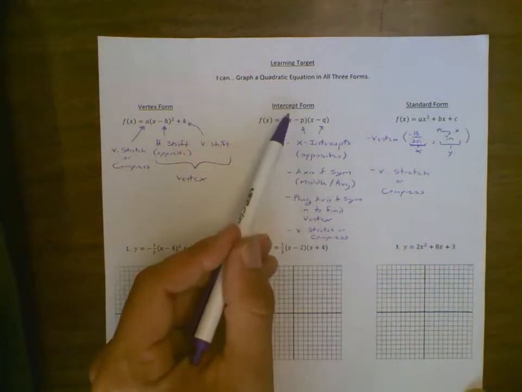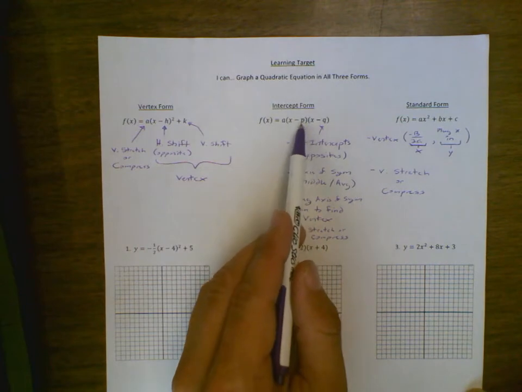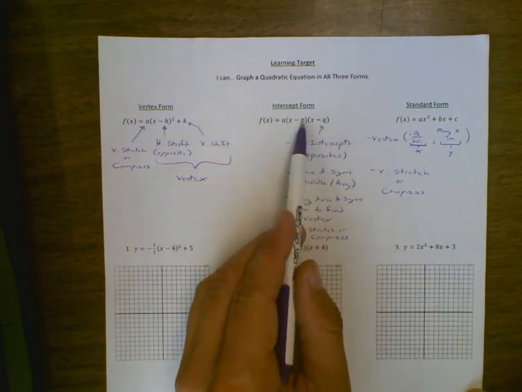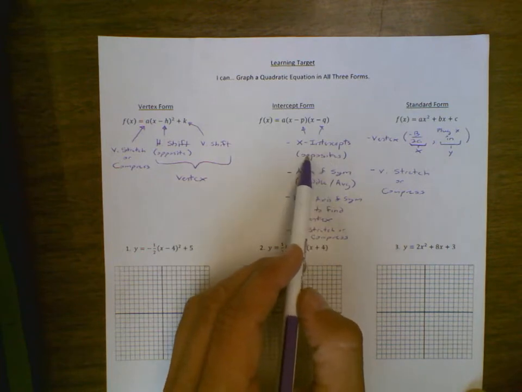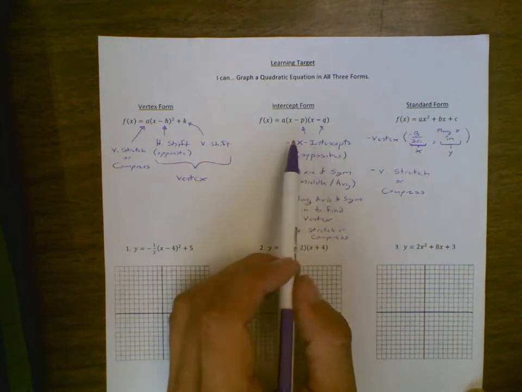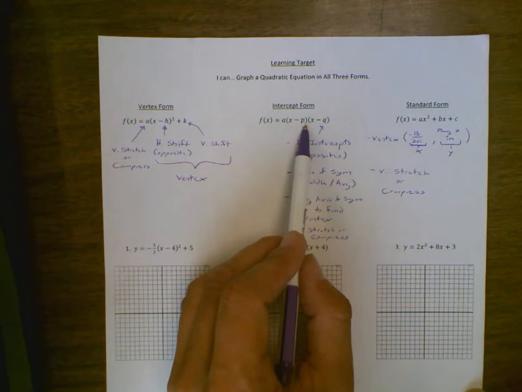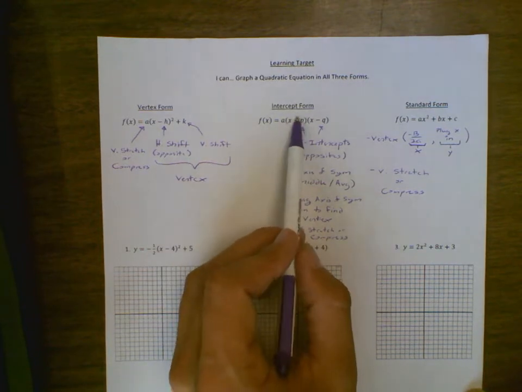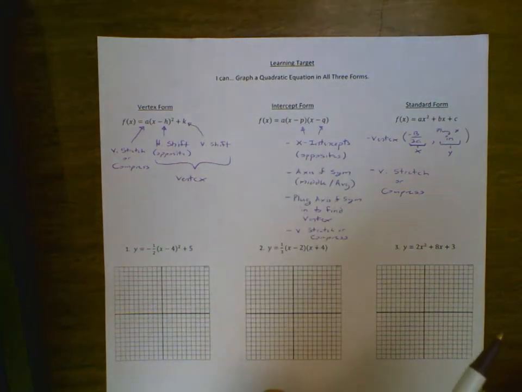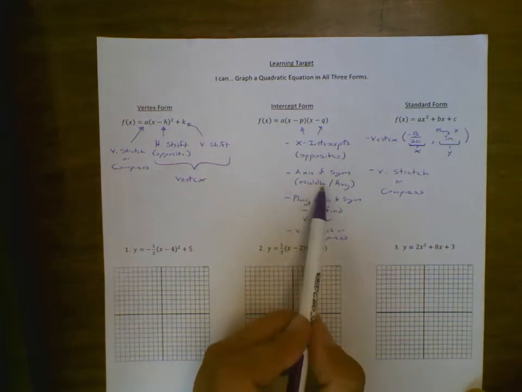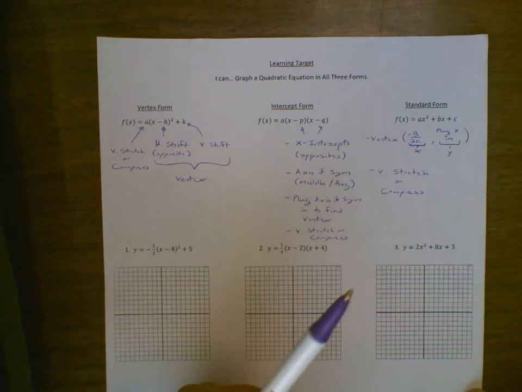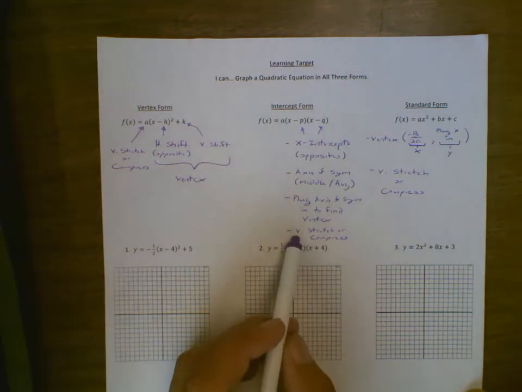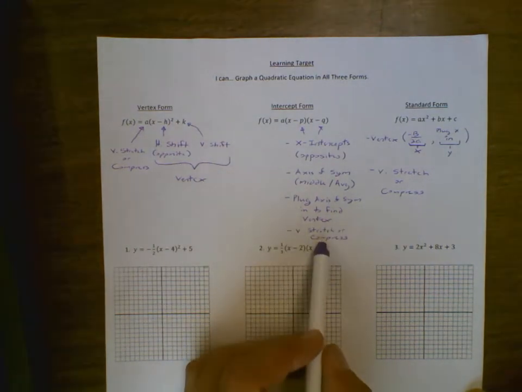Looking at intercept form then, remember that the p and the q, the numbers inside of the parentheses, will give us our x-intercepts, but it's the opposite values. Remember, it's the opposite values because those are the values that give us zeros, that make the function equal to 0, so it's always the opposites there. The axis of symmetry will fall in the middle, and then we plug the axis of symmetry back in to find our vertex, and then once again we end by using our vertical stretch or compression.